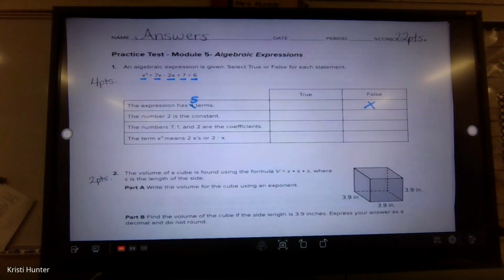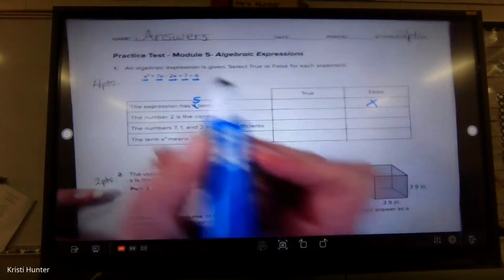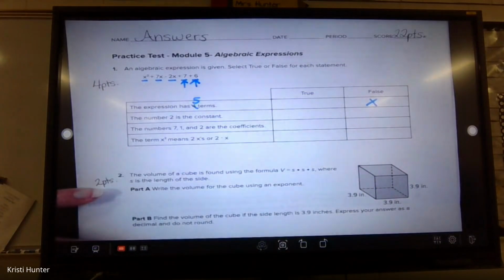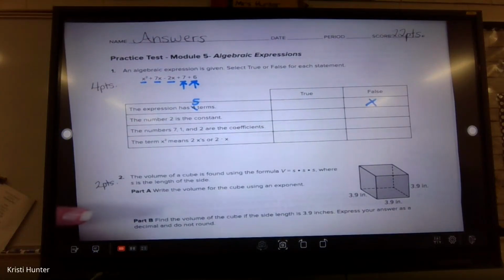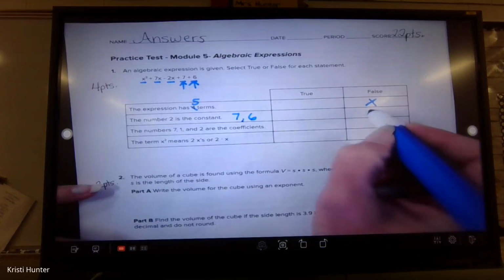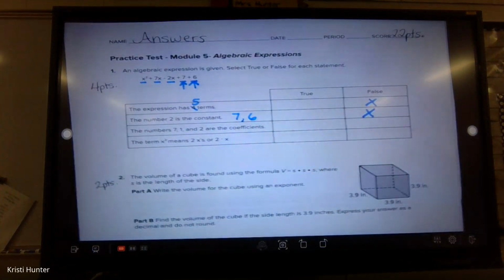The second statement, the number 2 is the constant. Remember, a constant is a number with no variable. So when I look up here, 7 doesn't have a variable, 6 doesn't have a variable. So my constants are not 2, but they are 7 and 6. So that is false.